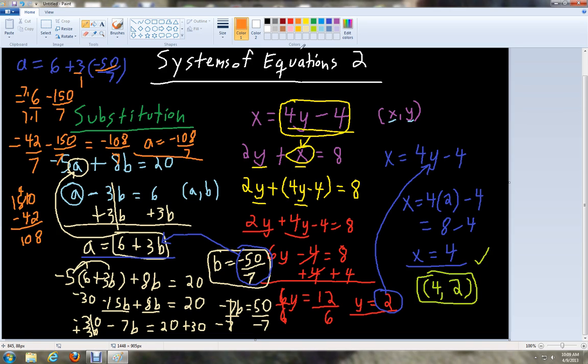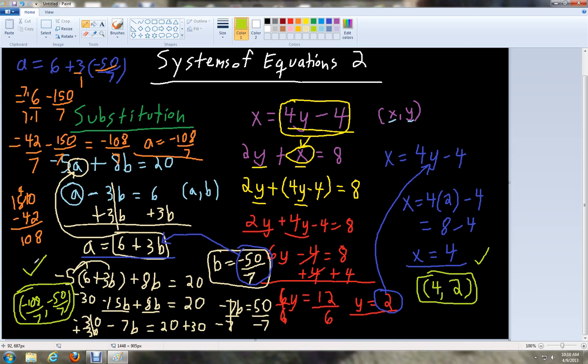Okay, so our final answer for this system of equations is a, negative 108 over 7, comma, b, negative 50 over 7. So that would be our answer to that system of equations.